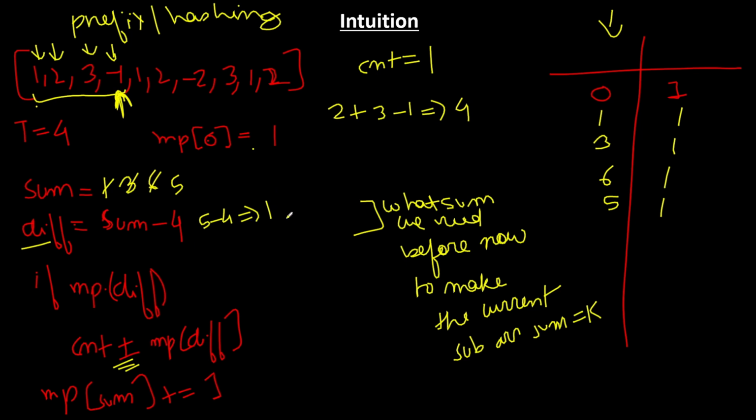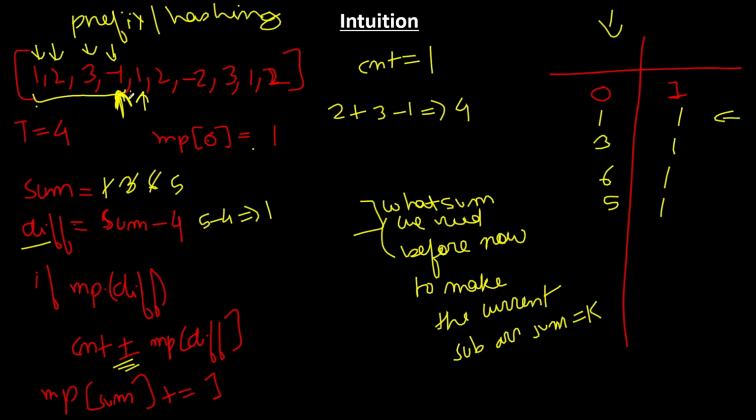So this difference, in easy words, tells us that up till this particular index, how many subarrays are there whose sum is equal to 4. Fine. And how do we find out? We take out the difference from the target, and that difference is how much sum we need before now, or before this particular index, to make the current sum equal to k. Fine. We look it up in the map. If it is present here, that means we have it. And the count here says how many times that particular sum has been encountered.